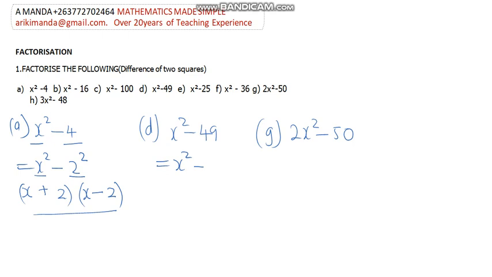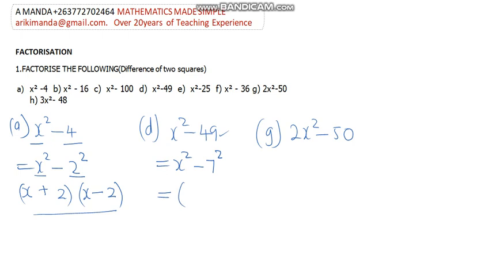Or a shorter method is, what is the square root of 49? The square root is 7. So we can write 49 as 7 to the power 2. Remember, 7 to the power 2 will still give us 49. We just want to simplify things.